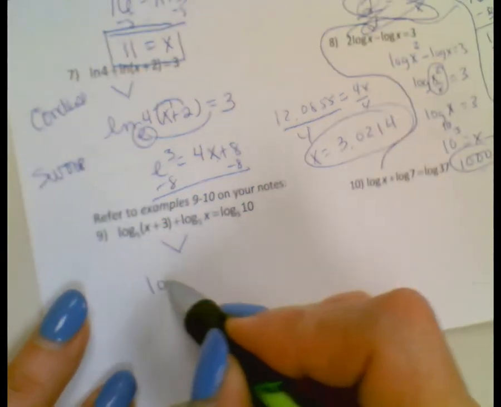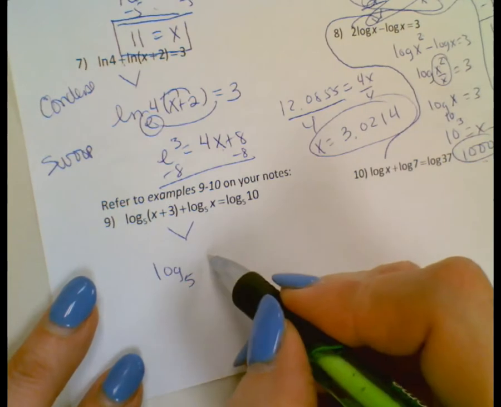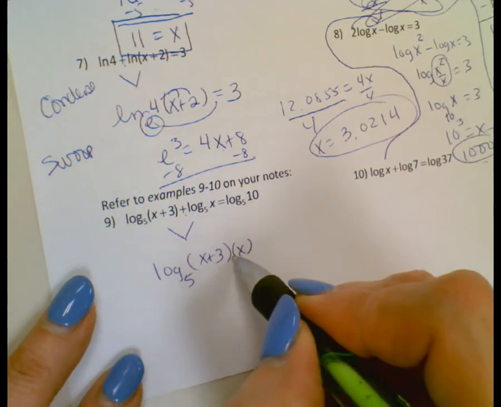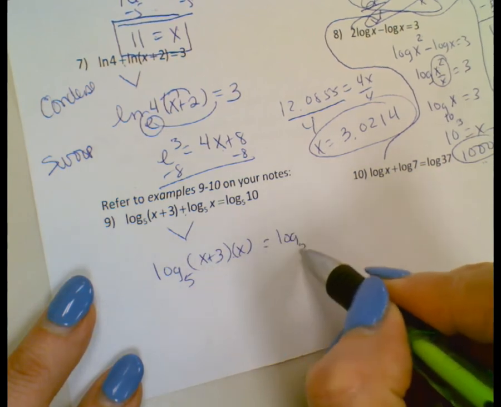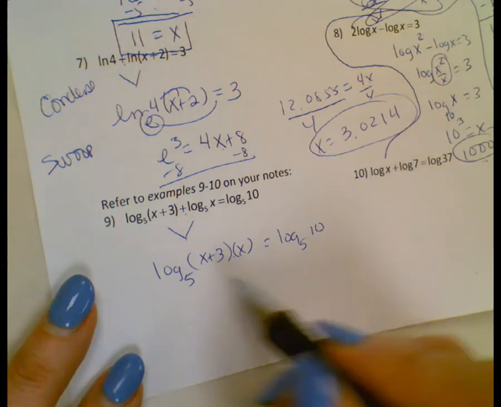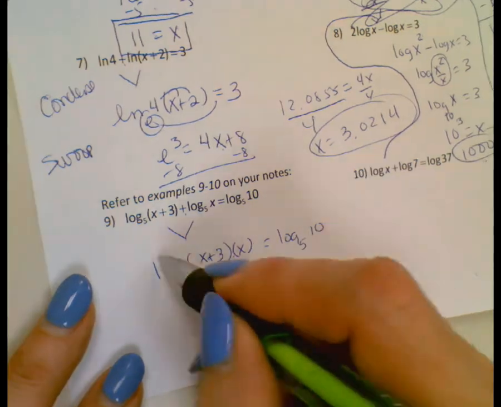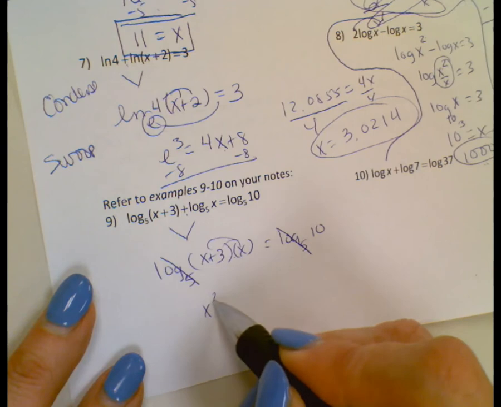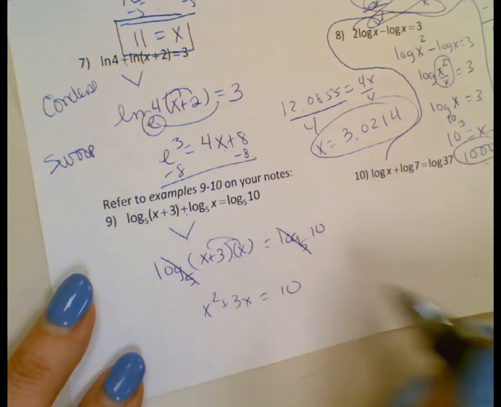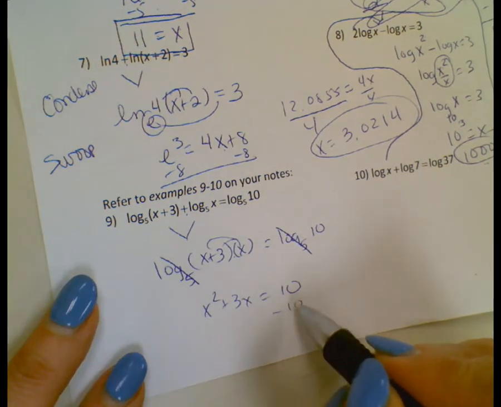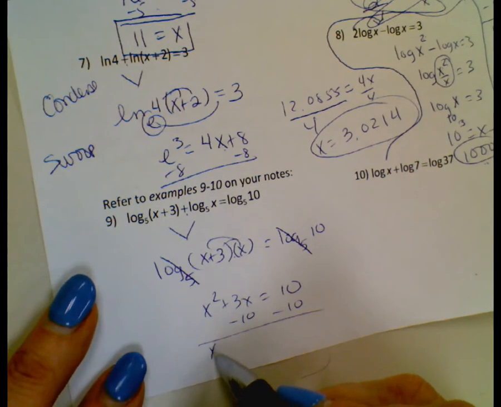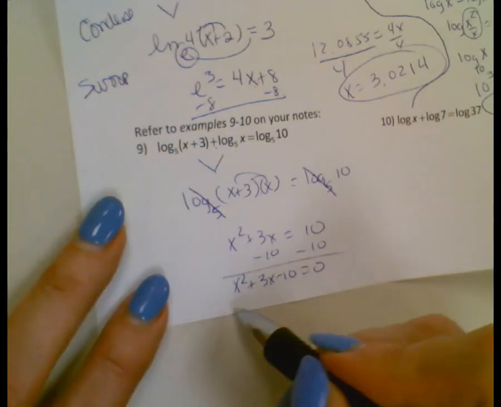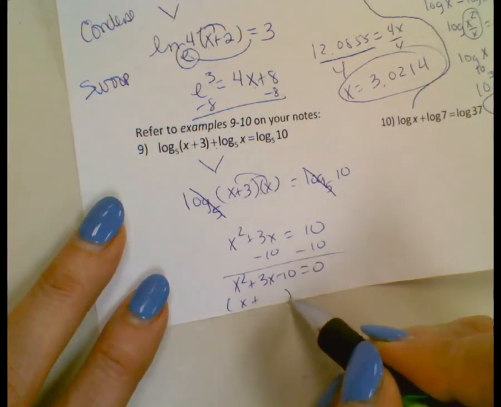Condense to 1. So you have log base 5 of x plus 3 times x. There's a plus sign, so we're multiplying. Equals log base 5 of 10. Once you get to a single logarithm both sides, you can drop the logs. Now I'm going to distribute my x. You get x squared plus 3x equals 10. Whenever you have an x squared in the problem, it means you have 2 answers, and everything must come to one side and set one side equal to 0. Because you will have to factor to figure out both your answers.